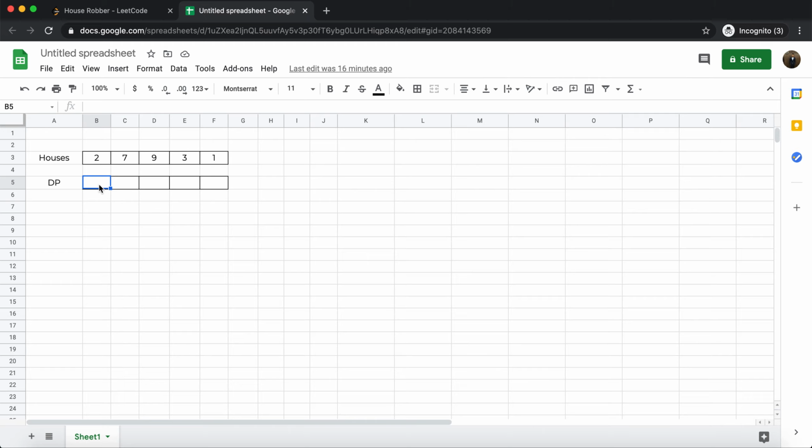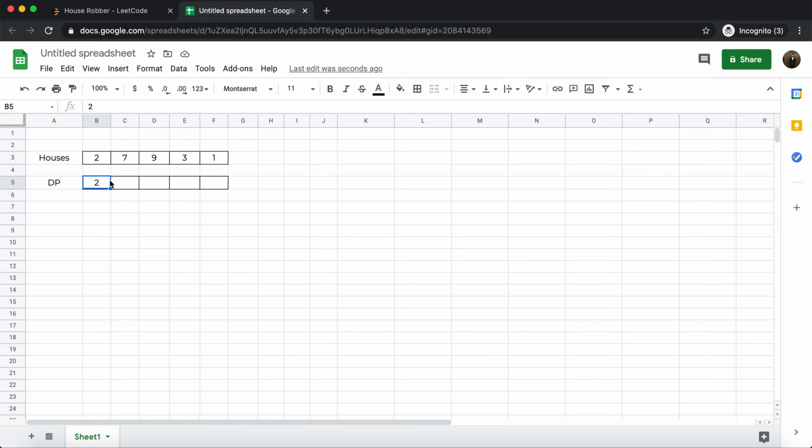DP is all about breaking the problem into smaller problems and solving them first. So let's start with the smallest possible problem: what if we have just one house? Then the choice is simple, we will rob it. There are no adjacent houses, so nothing to alarm the police. So the maximum profit we can collect with one house is 2.